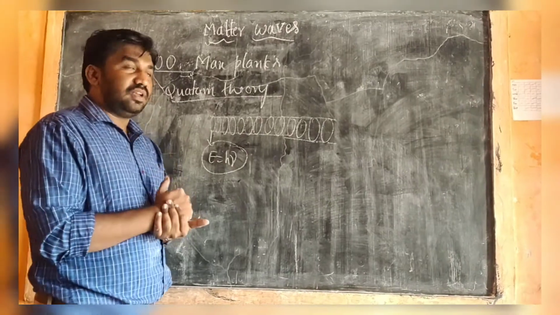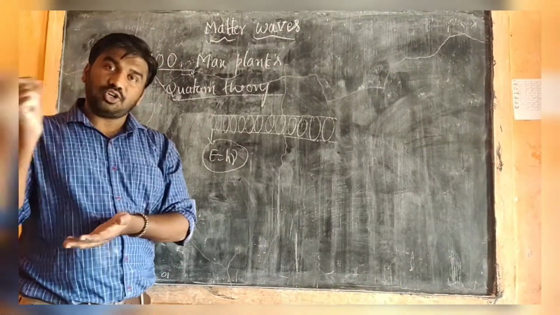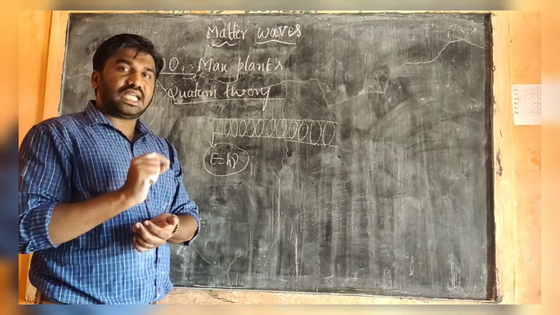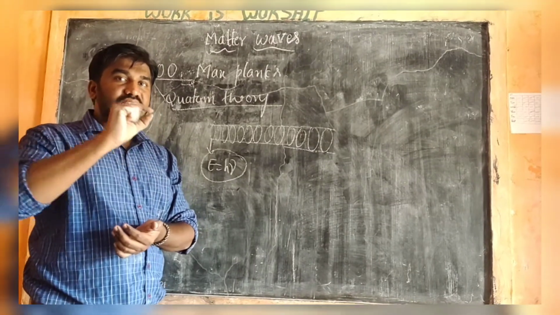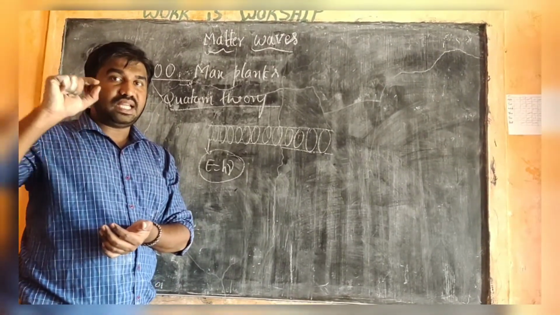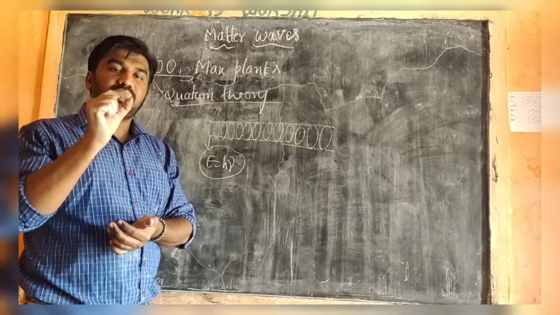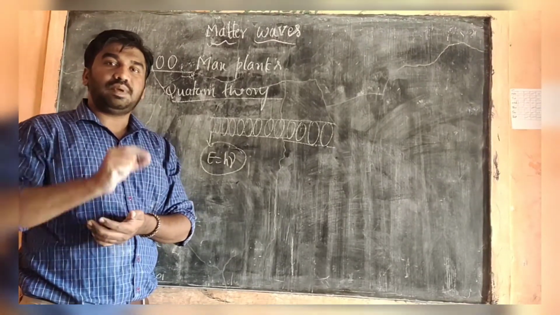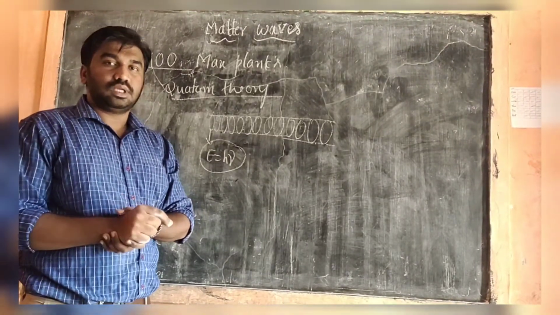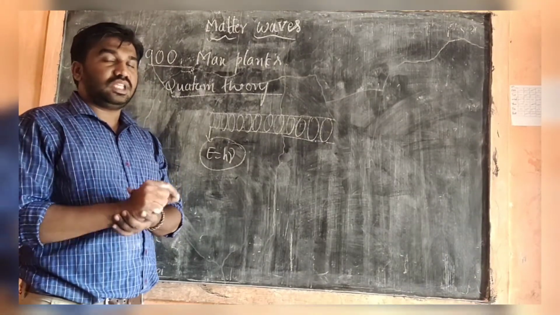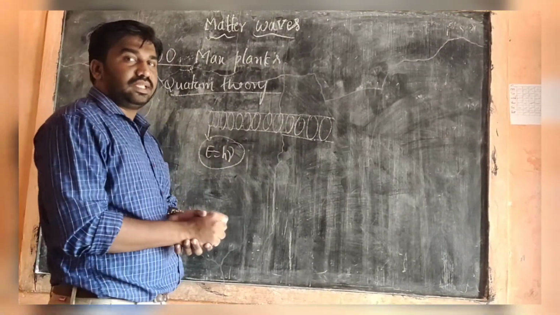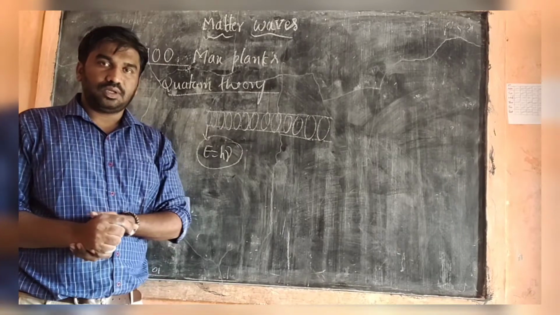So according to de Broglie, when a particle starts moving, it behaves as a wave. It behaves in a wave form. The wavelength of this matter wave is lambda equal to h by mv.